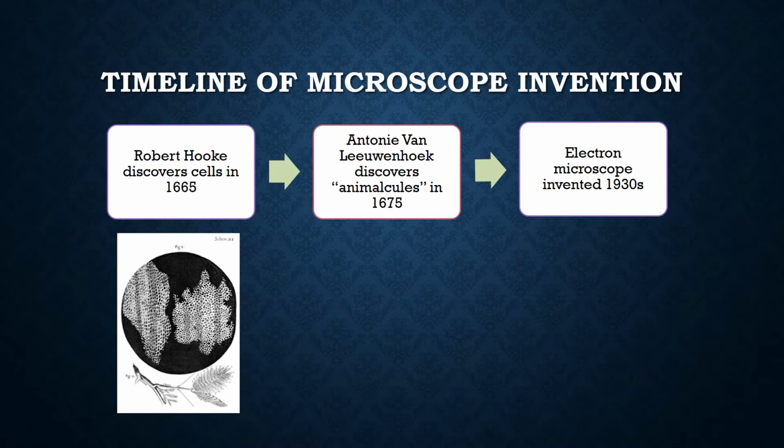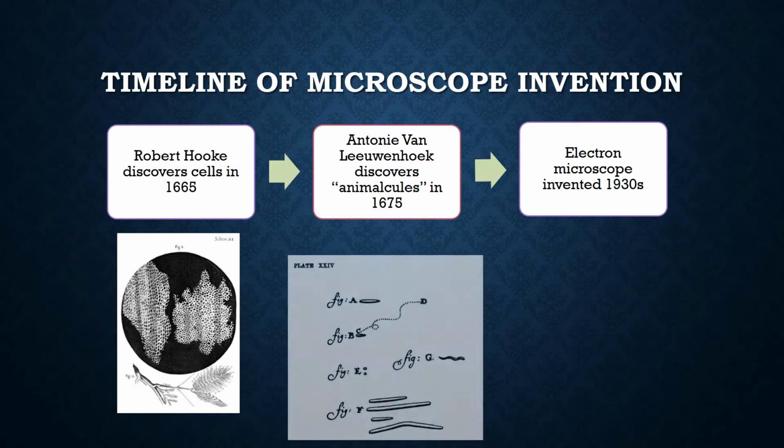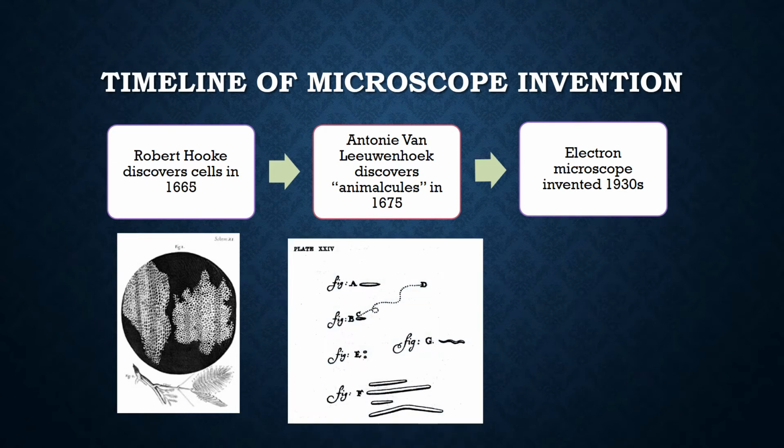Antony van Leeuwenhoek discovered animalcules. Animalcules were first observed in rainwater. He saw tiny organisms and named them animalcules, and because he was so fascinated by his discovery, he searched for other ones in different places. Here are some drawings of animalcules that he found in scrapings from his teeth. We would call these bacteria.